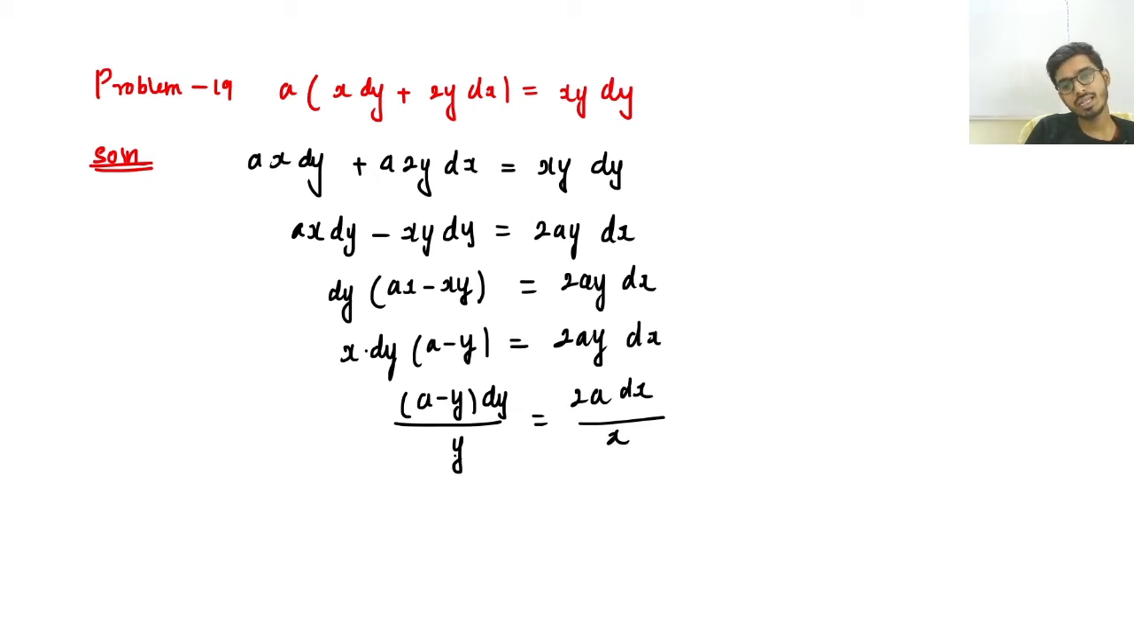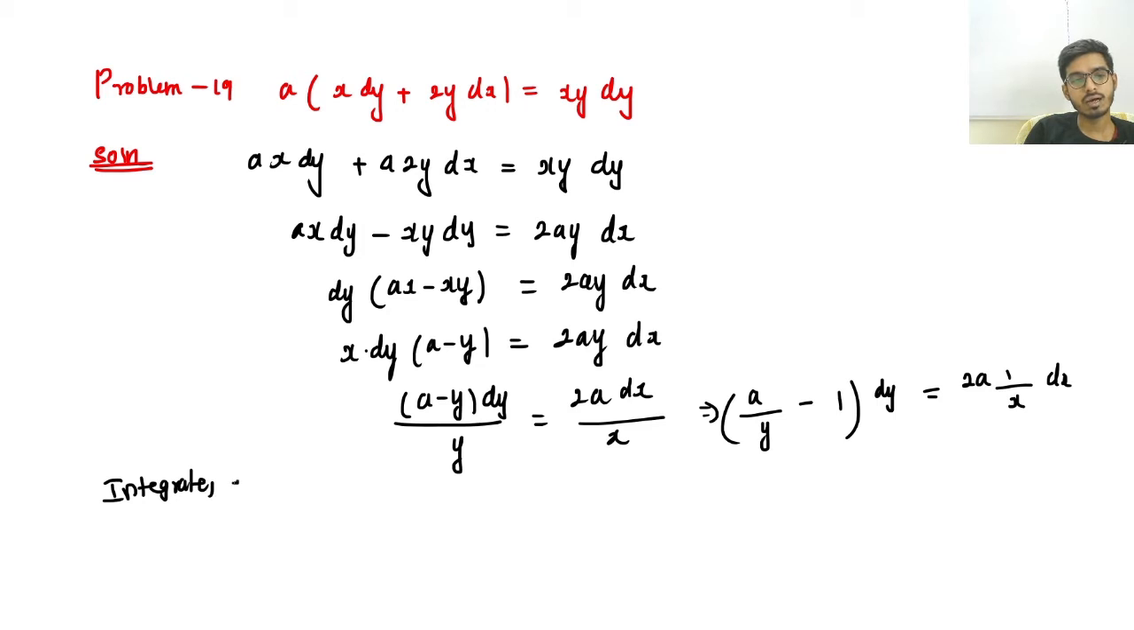Now we have a minus y divided by y dy, right? Now this is same as, I can write this as a by y minus 1 dy, I'm just dividing by y separately, is equal to 2a into 1 by x dx. Now integrate on both sides, it will give you the answer, right? Now integrate.